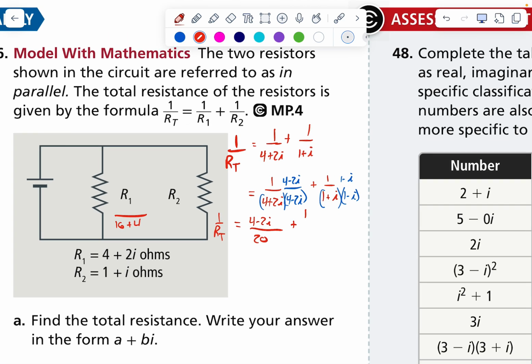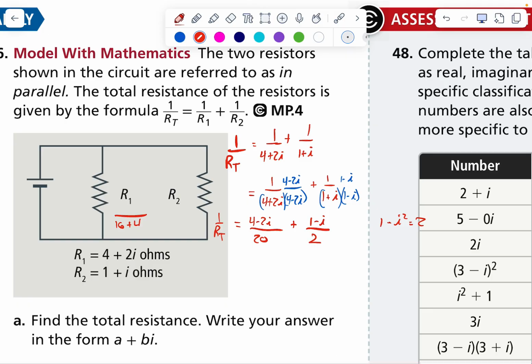Let me write the numerator. 1 minus i. Okay, so we get 1 from the 1 times 1. The negative i and positive i cancel. And then we get negative i squared, which is actually what? Positive 1, right? So it's negative, and then i squared is negative 1. So it's just positive 1. And the denominator, 1 plus 1, it's actually 2. I shouldn't have written 1.